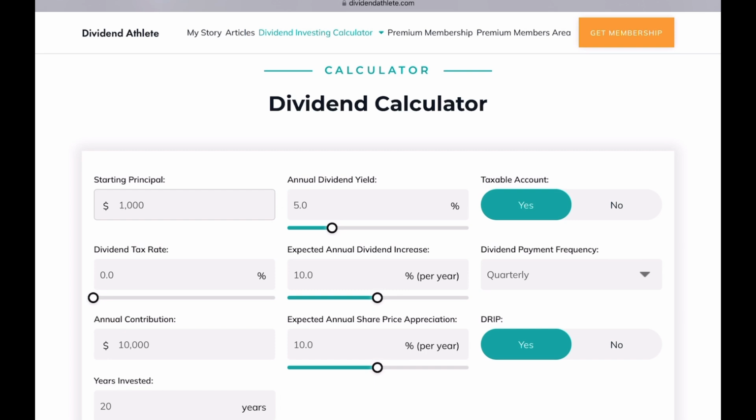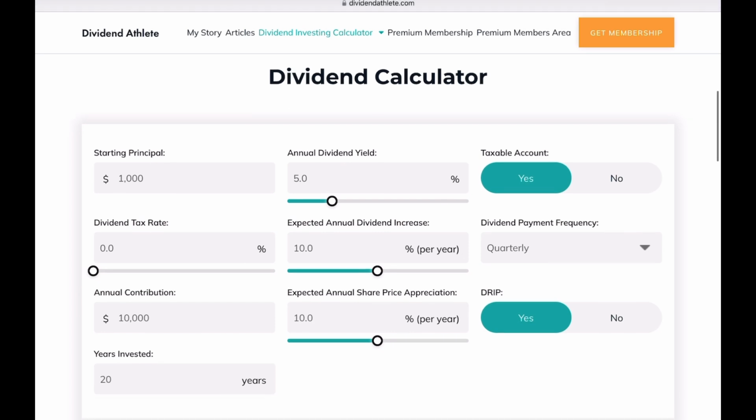And then you can have it as a taxable account. You can select yes or no for that. You can also change the dividend tax rate if you want it at 0%, whatever it may be. The expected annual dividend increase can be lowered to whatever you'd want. I'm going to leave it set at the standard default of 10. Some may say that's realistic. It's not. It just depends. Again, it's a free resource that you can just use. If it doesn't make sense for what you're looking at, just modify it for what works.